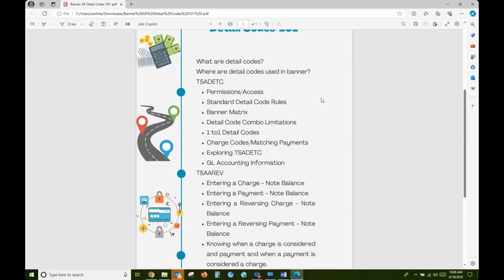TSADETC, like I said before, is your detail code control form, and it controls your detail codes. In order for you to enter a detail code into TSAAREV, that detail code must first be created in TSADETC. You can't put a detail code in TSAAREV without it being here first. What they call that in Banner lingo is referential integrity. What it does is keep the integrity of the database by not allowing you to enter data into one table that doesn't first exist in a validation table or a parent table in another spot.